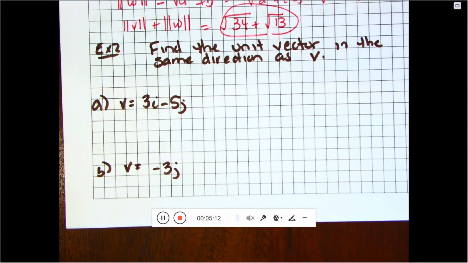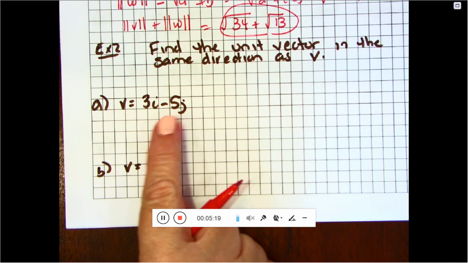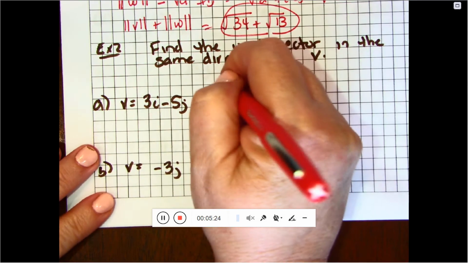Now we're going to talk about unit vectors. Unit vectors are vectors of magnitude 1. Obviously, the magnitude of this vector is not 1. Let me show you what this vector looks like.